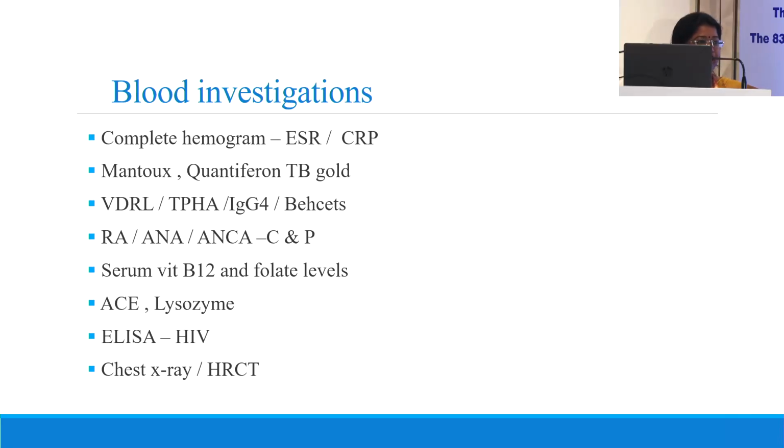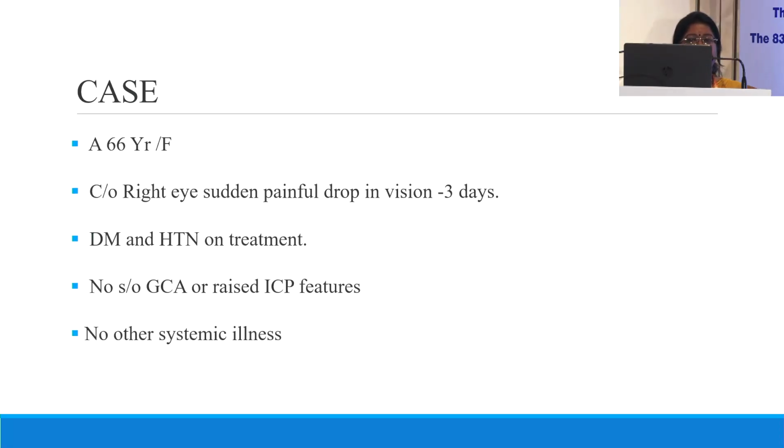And these are the lists that we routinely practice in our setup. I'm going to show one case example where a 66-year-old female came with a complaint of sudden painful vision drop in the right eye over a period of 3 days. She was diabetic and hypertensive. There were no signs of giant cell arteritis or raised ICP, and she did not have any other systemic illness.